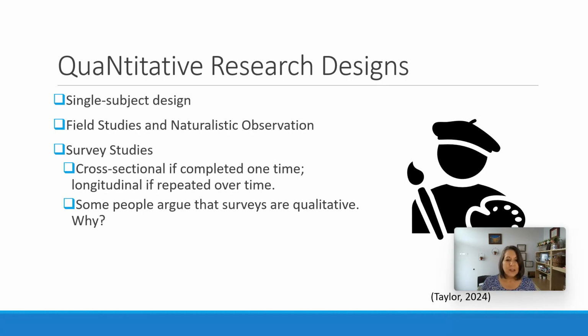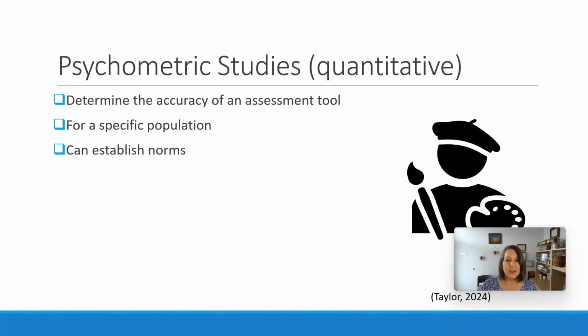Okay, so field studies and naturalistic observation, these would be more like things anthropologists do where they're just observing a community, things like that. Survey studies, again, they're cross-sectional if they're completed one time, but longitudinal if they're repeated over time. Now, some people argue that surveys are qualitative, not quantitative. Why would you think that? Okay, I'll let you think about that a little bit. All right, another type of study, kind of a different methodological classification would be psychometric studies.